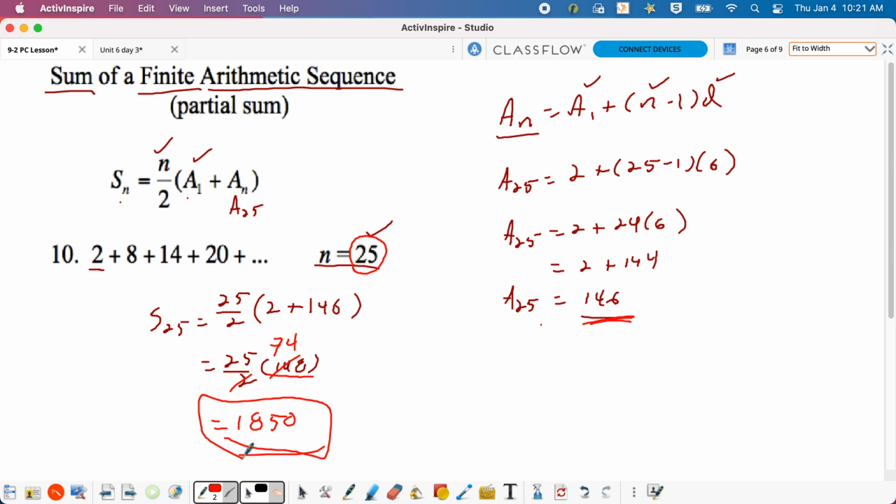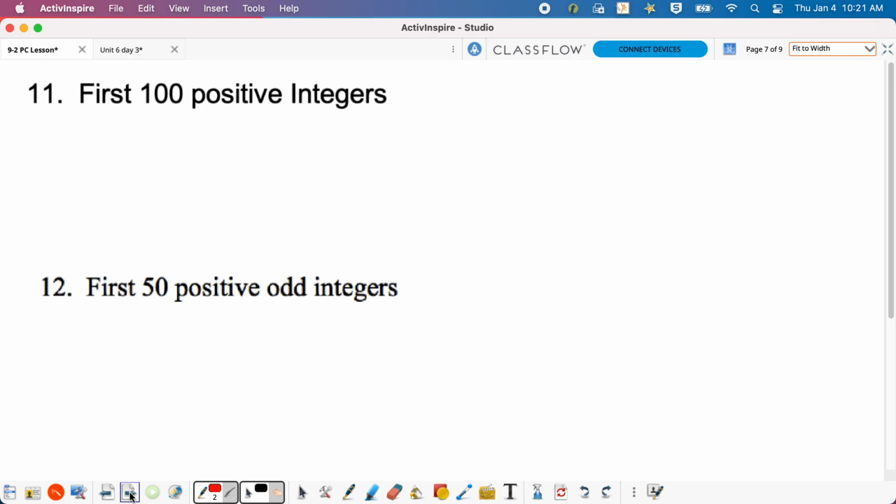So this whole section is about having the two formulas. You will have enough information. You just have to be able to go back and forth between them. All right, the next one, we're going to add the first 100 positive integers. So reading this, the first 100 positive integers, I can tell right away that my n is going to be 100 terms. They're all going to be positive, and we all know that integers are numbers, no fractions, no decimals.